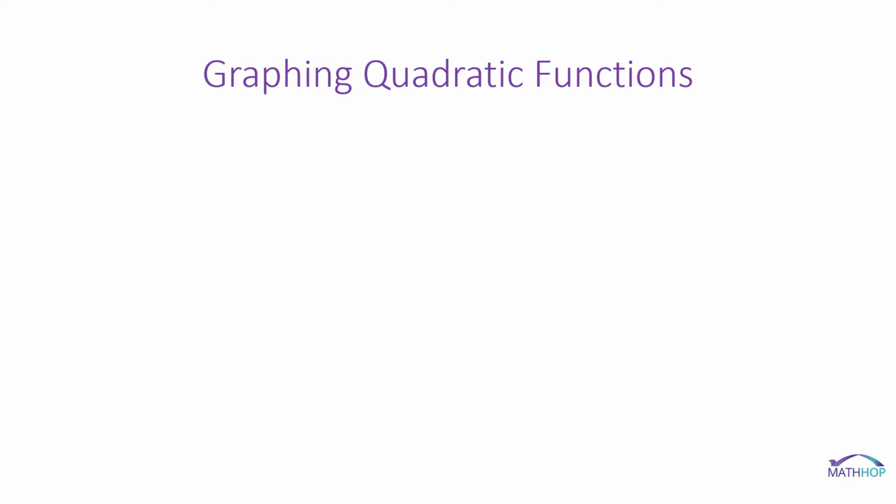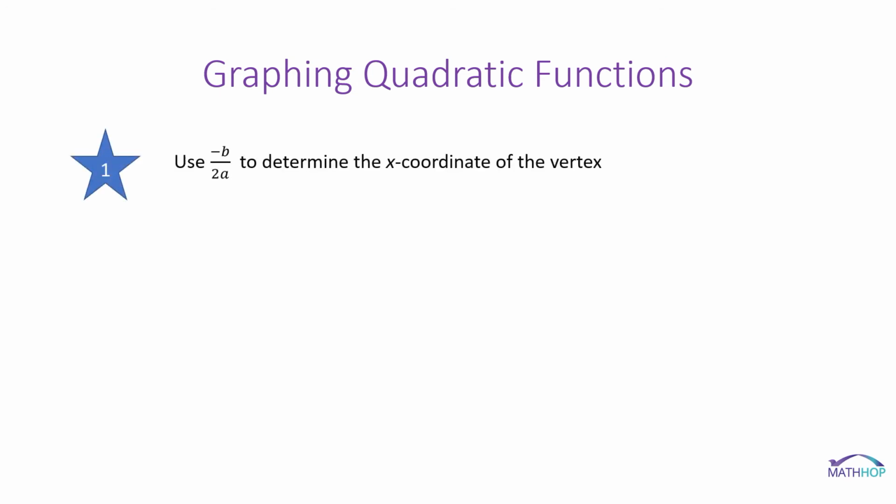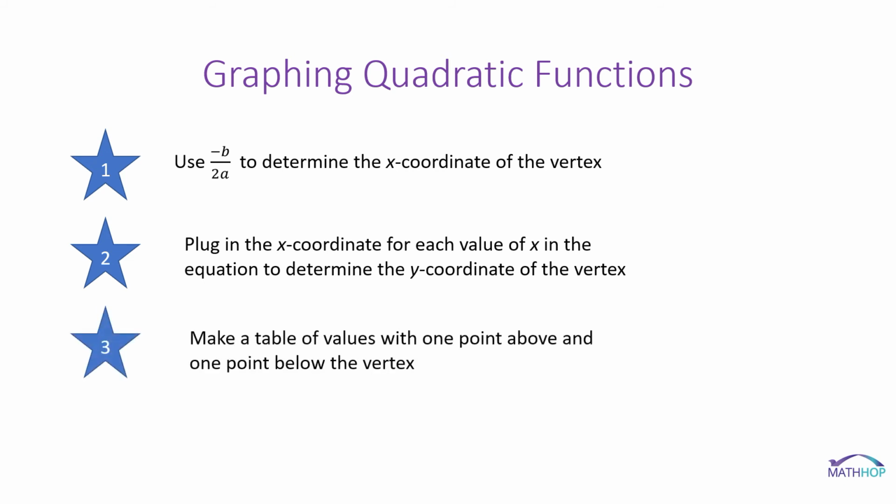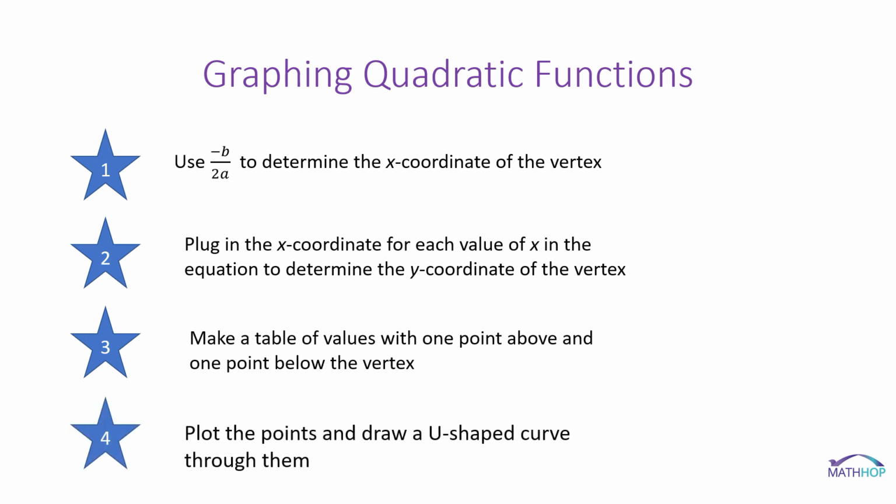All right, now, graphing quadratic functions. Here's your step-by-step guide. You're going to use negative b divided by 2a to determine the x-coordinate of the vertex. Remember, that's just half the vertex. So you're going to plug that in for each value of x in the equation. Normally, there'll be an x squared and an x term, so you'll plug it in twice to most equations to determine the y-coordinate of that vertex. Then you make a table of values with a point above and a point below the x-coordinate of the vertex. And you're going to plot all those points and draw a U-shaped curve through them.